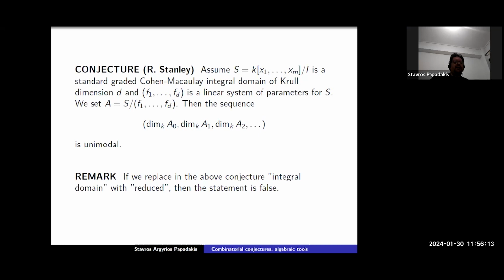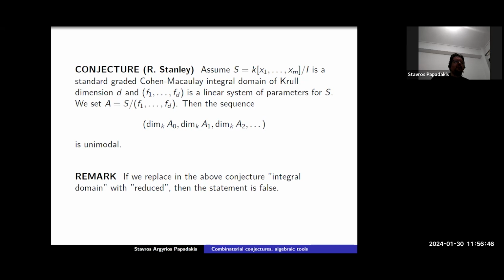However, if we replace in the above conjecture the integral domain assumption with the assumption reduced, which means the only nilpotent is 0, then the statement is false. And there are even counterexamples which are face rings of doubly Cohen-Macaulay simplicial complexes.